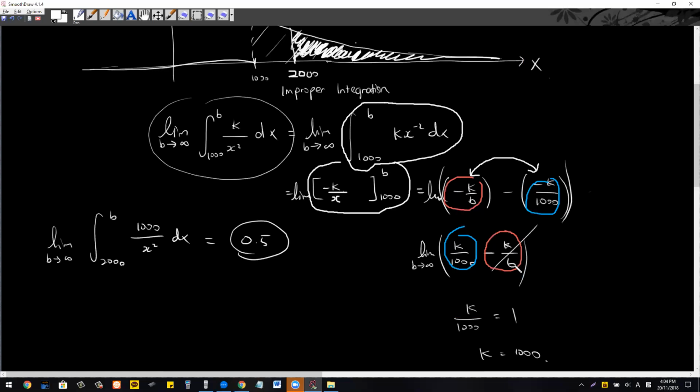So k over infinity is actually 0. Any constant over infinity is 0, isn't it? Therefore, that's 0. But that has to equal 1, doesn't it? So that's why this blue bit here has to equal 1, and you get k equals 1,000. Yep, sure. All right, I'll send you my next question.